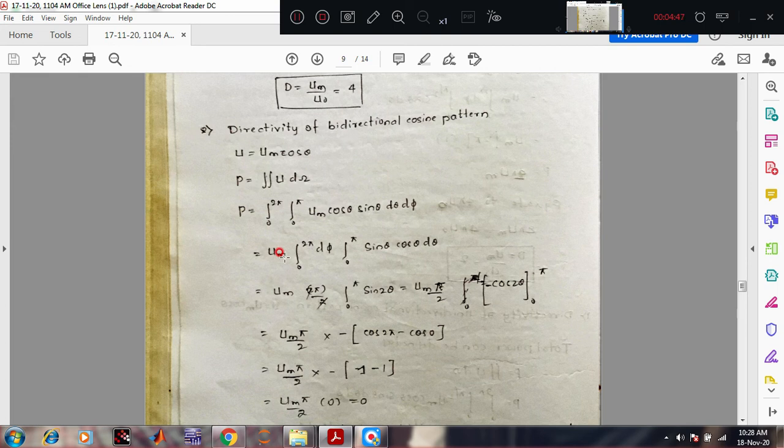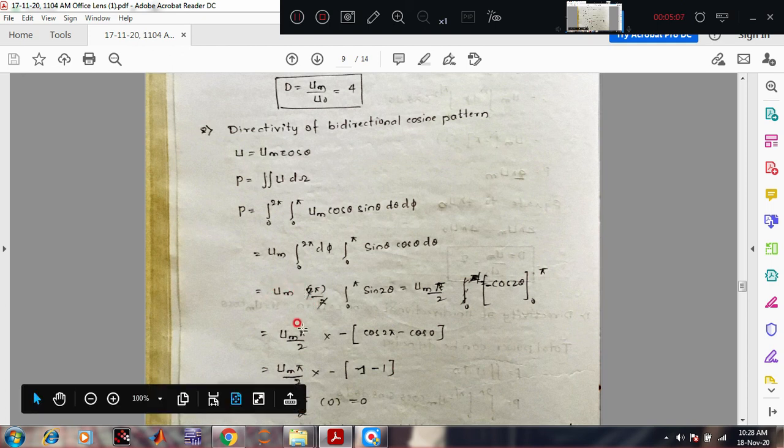So Um outside is common. Integration 0 to 2 pi d phi, and integration again 0 to pi sin theta cos theta d theta. Again multiply and divide by 2 here, so you will get sin 2 theta divided by 2, and this 2 will get cancelled. So Um pi will be outside.